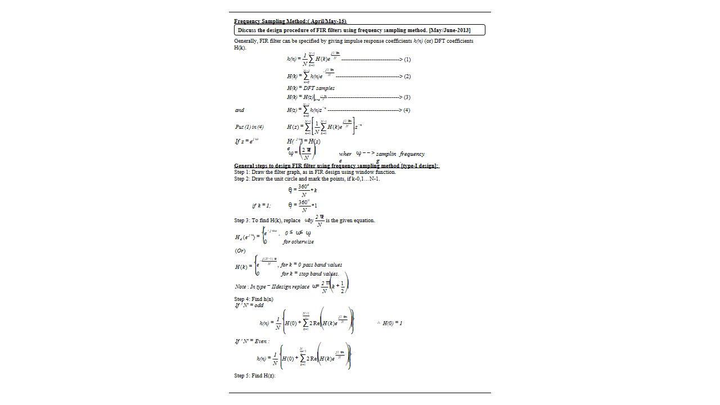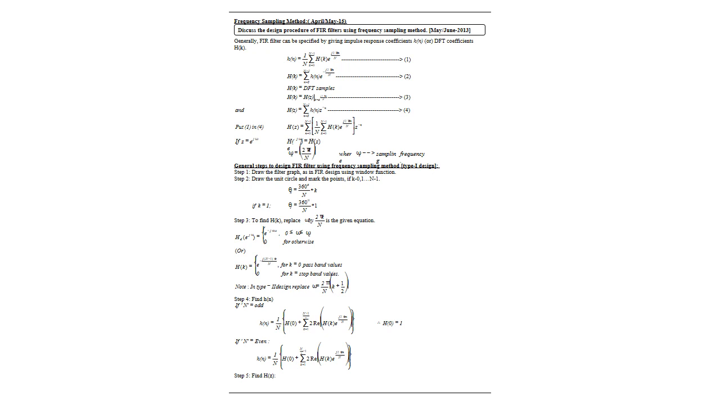First one, type 1 design we are going to find out. So step 1 is draw the filter graph as in the FIR design using the window function. Then step 2 is draw the unit circle and mark the points for k equal to 0, 1, etc. up to N minus 1. So that is theta k is equal to 360 degree by N into k. So if k equal to 1, theta k is equal to 360 degree by N into 1.